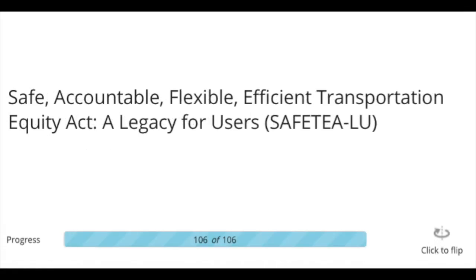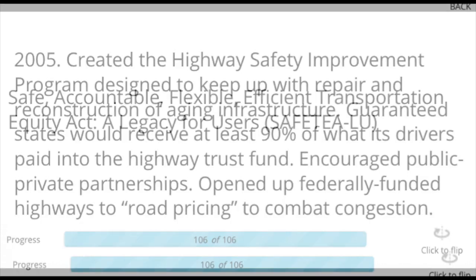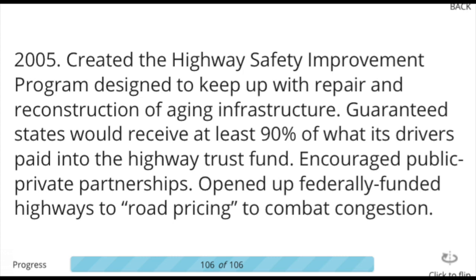And in 2005 we get SAFETEA-LU, which takes the TEA-21 and adds safe, accountable, flexible, and efficient to the overall goal. Just some good adjectives, because they were realizing, holy cow, these highways are dangerous and the infrastructure was now aging and very expensive to repair. So aside from cutting the funding for new construction of highways previously, they realized they needed a new funding source to maintain these highways.